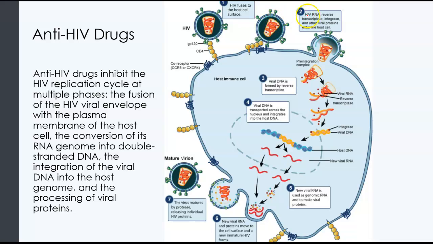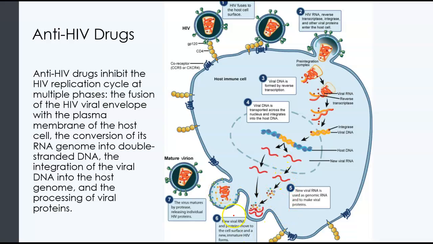After it fuses to the host cell, the HIV RNA, reverse transcriptase, and integrase, which is another enzyme, and other viral proteins enter the host cell. Then the viral DNA is formed by reverse transcription. The reverse transcriptase came from the virus and was injected into the host. Viral DNA is transported across the nucleus, and now you can see it integrating into the host DNA. Any gene that it codes for is going to be produced.